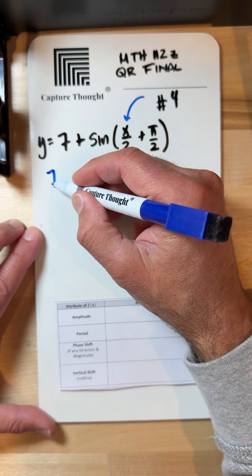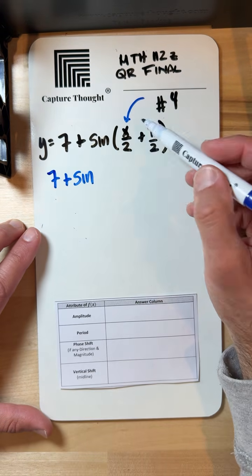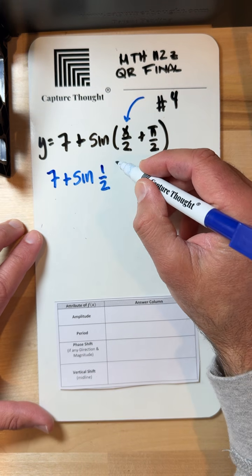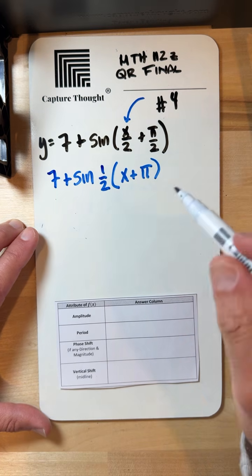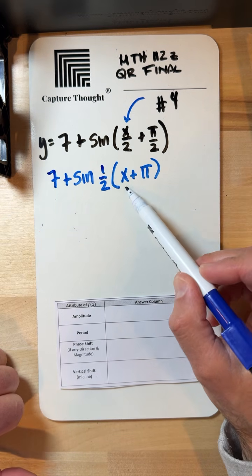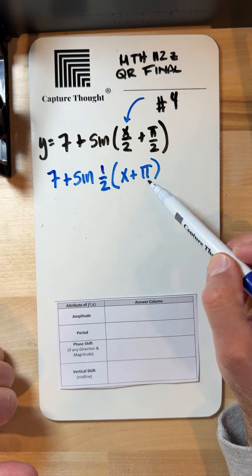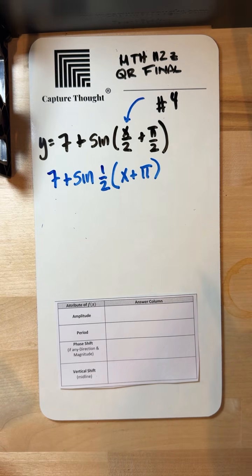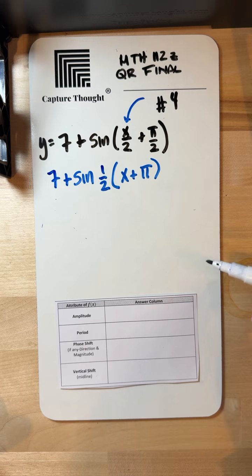So think of this as 7 plus the sine. Now factor out everything that is being multiplied by the x. So I'm going to do 1/2. That's going to leave you with x plus pi. So you've got to be able to see that. Here's how you check: 1/2 times x is still x over 2, or 1/2 of x. And then 1/2 times pi is still pi over 2. That's going to allow you to identify the period more easily and the phase shift more easily.